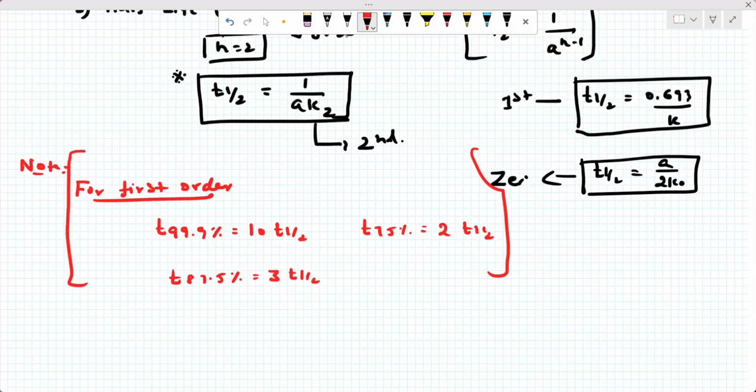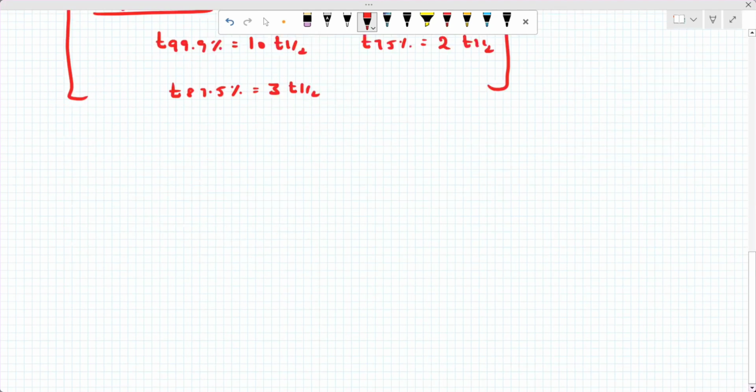Now, this is very important. Please note. What we discussed for first order, the same approach I am going to apply for second order reaction. I am going to derive the relation. I give the direct formula for second order reaction. Please know the formula. Now, for second order reaction, what is the formula?